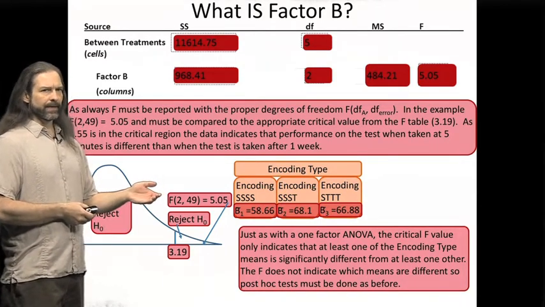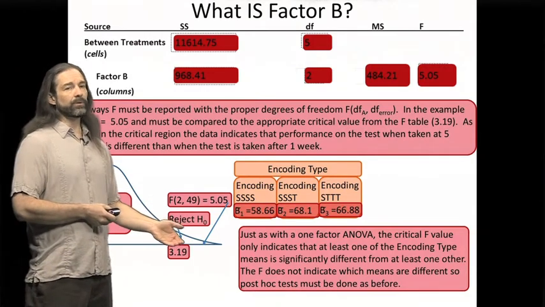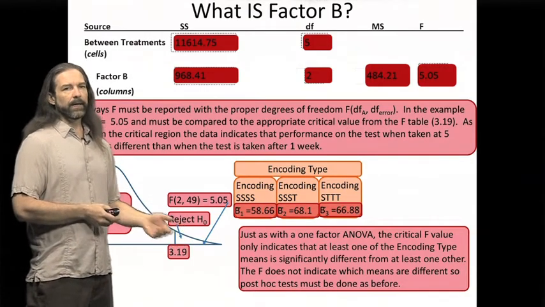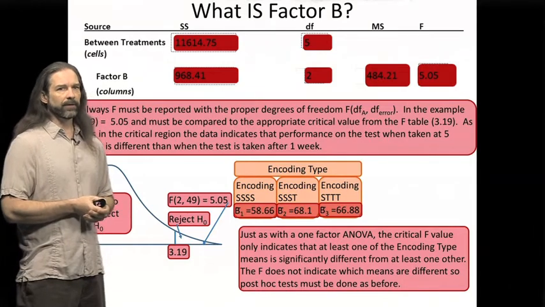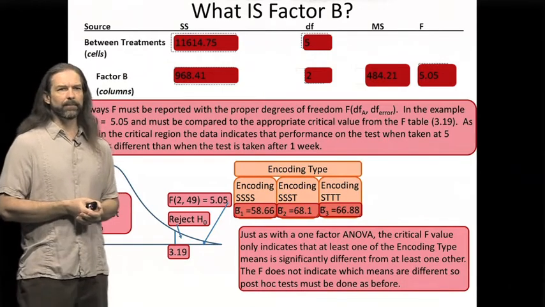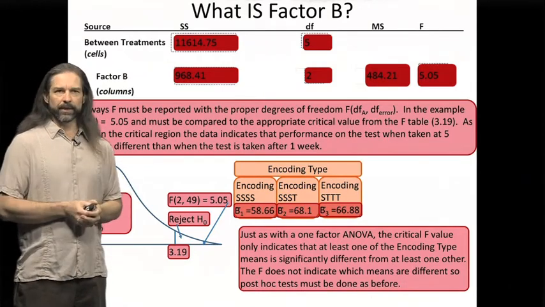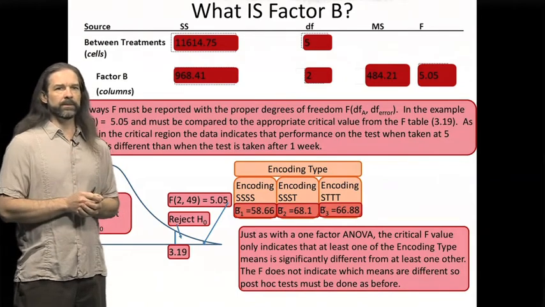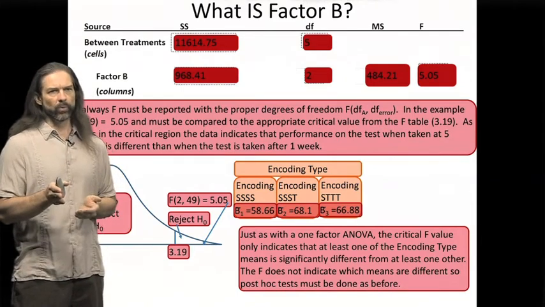5.05, even though it's not as robust, still falls into that critical region, indicating that we do have a significant effect of encoding type. But remember, all that tells us is that at least one of these means is significantly different from at least one other.